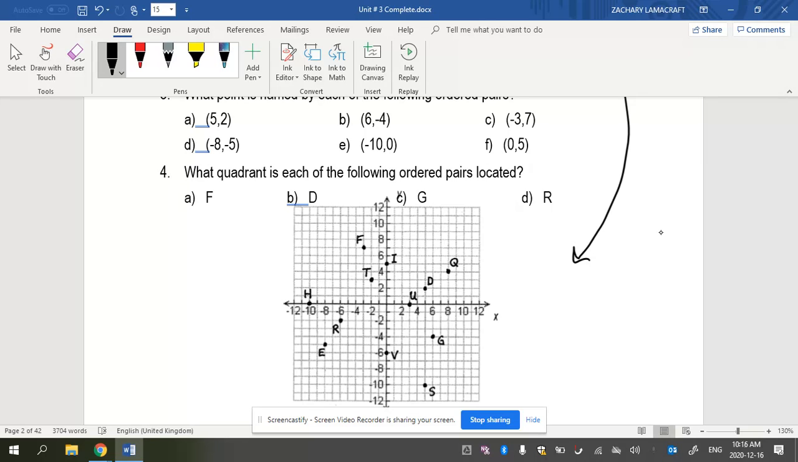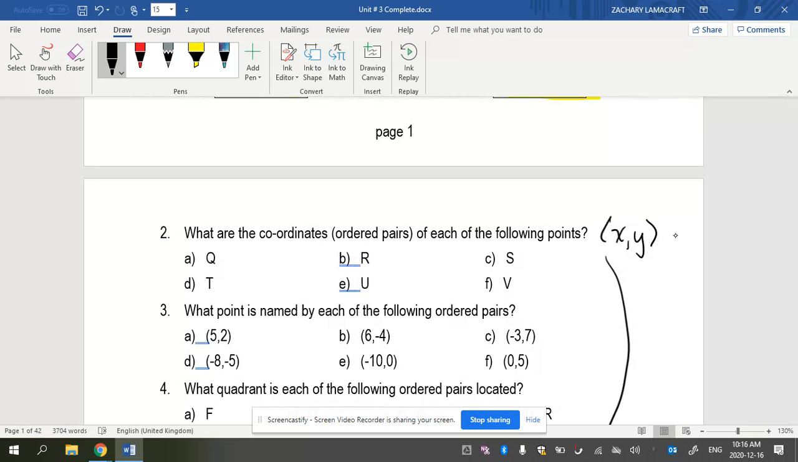And if we look at the y-axis, we would scroll up and see that it's at 4. So the ordered pair would then be 8 and 4, both positive numbers, okay?